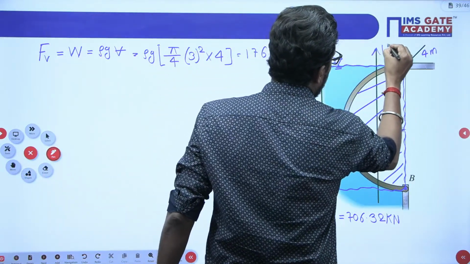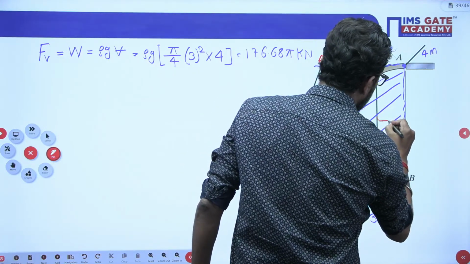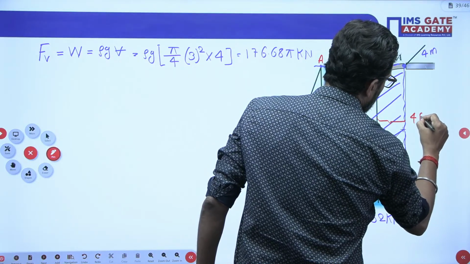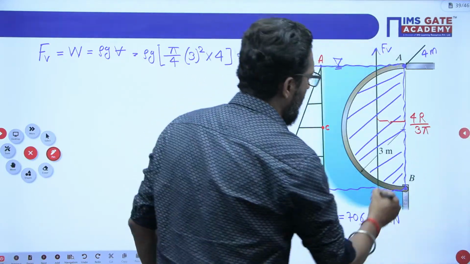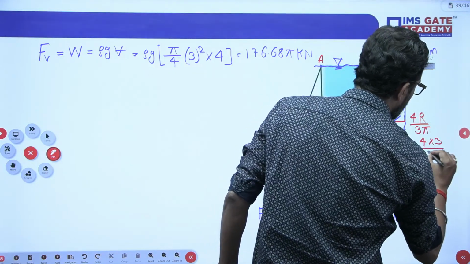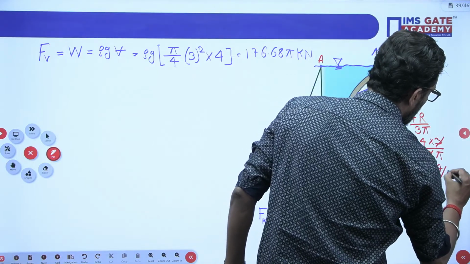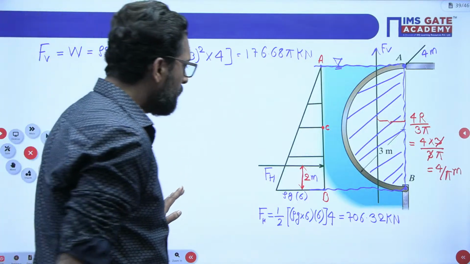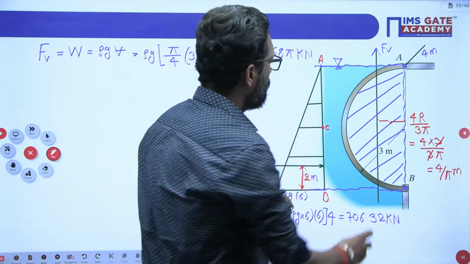So this is your FV, and FV will pass at a distance. This distance is what? 4r by 3 pi. So 4r by 3 pi, if you calculate, 4r is your 3, divided by 3 pi. So the 3 cancels. That means 4 by pi meter from the base to the right side. So FH you have, FV you have, all the values you have.